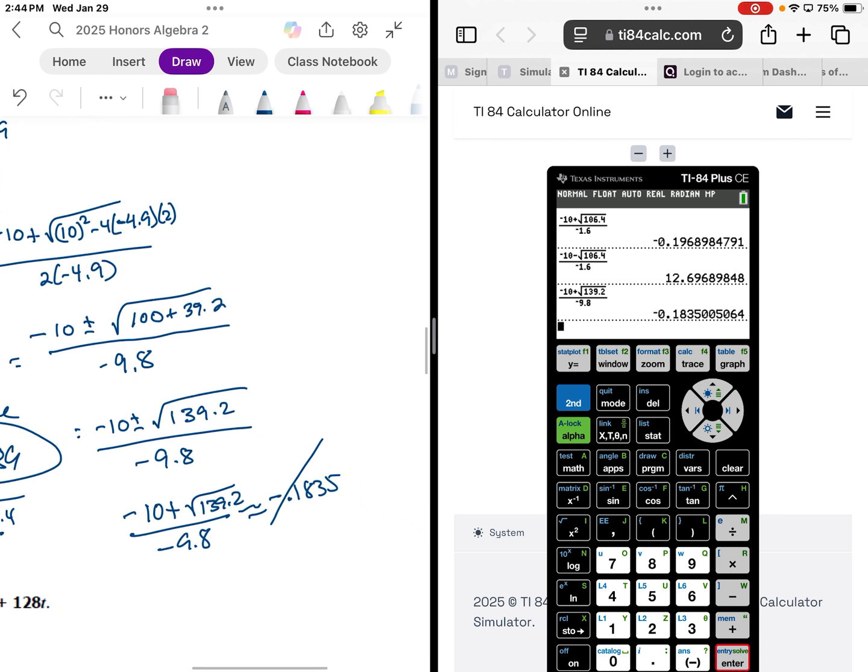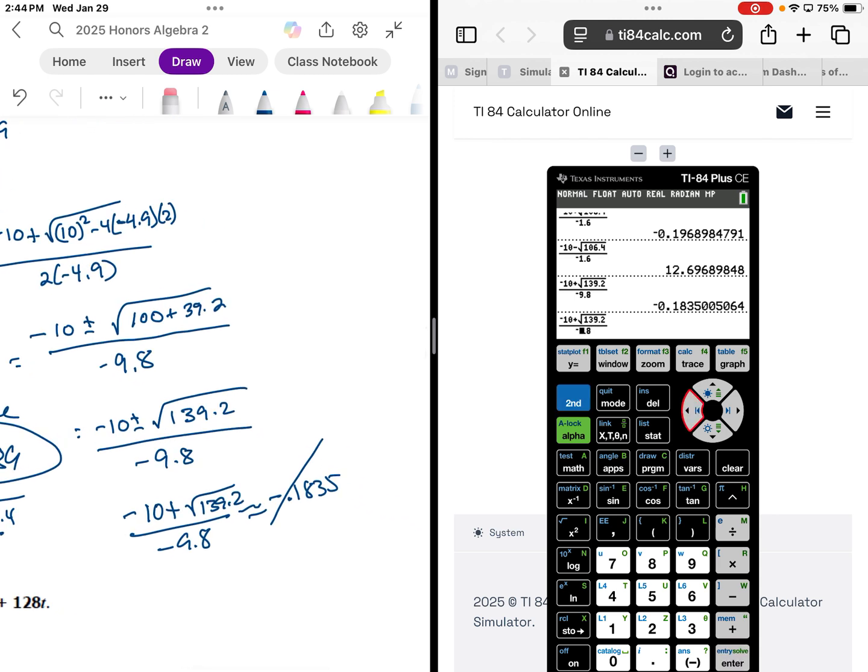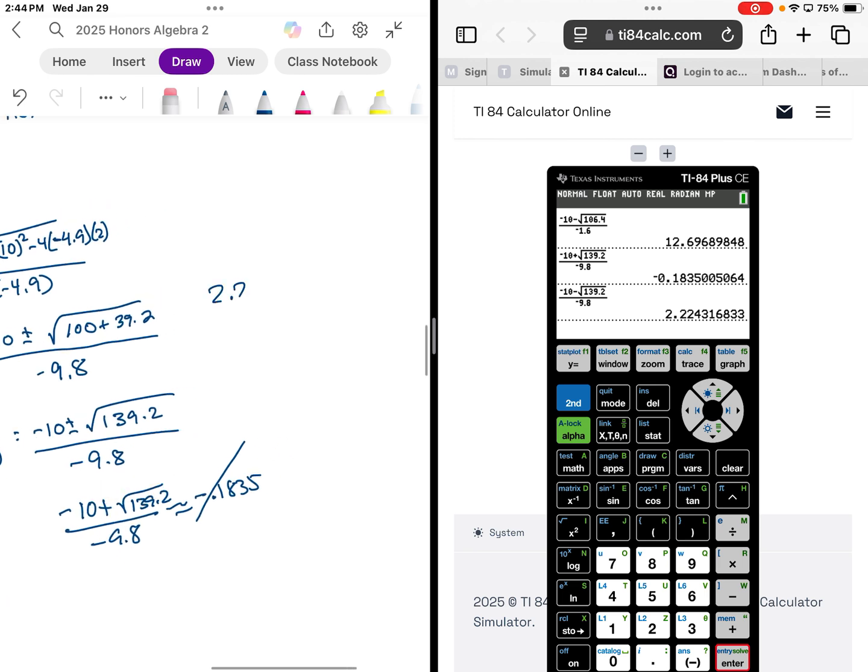So we need the one with the minus. So I need to go back and do second enter. Arrow back, change the sign before the square root to be a subtraction sign. Hit enter. And I get 2.2243 seconds. Okay, that's the one with the minus sign. Negative 10 minus square root of 139.2 over negative 9.8.